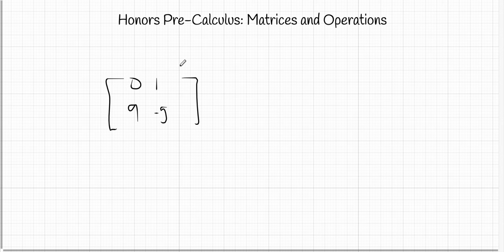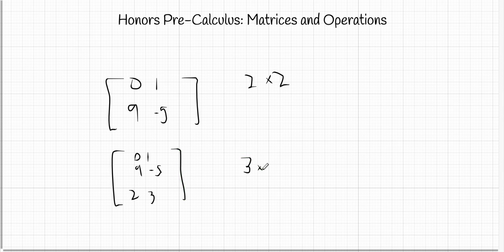And the rows are the horizontal and the columns are the vertical. The dimensions is basically row by column. So in this case, it's 2 by 2. That's not such a great example because both the row and the column are 2. But if we had something like 0, 1, 9, -5, 2, 3, then that would be 3 rows, 2 columns, so that would be a 3 by 2 matrix.